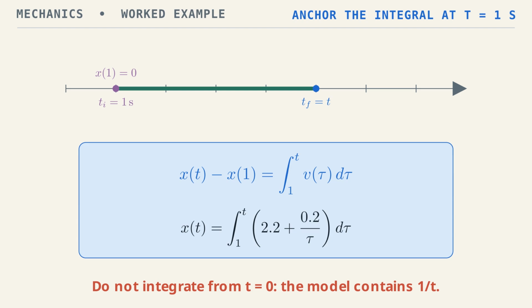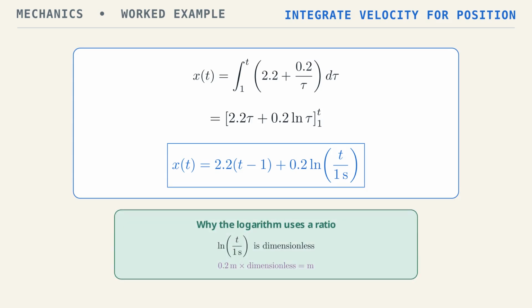Using the lower limit 1 also respects the velocity model, which contains 1 over t and is not defined at t equals 0. Integrate term by term. The constant velocity term gives 2.2 times elapsed time, t minus 1. The integral of 1 over time gives a natural logarithm. Written with units made explicit, the logarithm contains the dimensionless ratio t divided by 1 second.